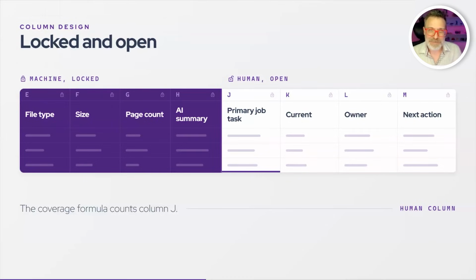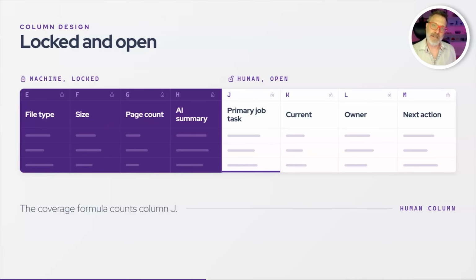The third thing, the column design. The catalog has two kinds of columns. Machine columns, which are locked. So the file name, the type, the size, the dates, the page counts, and an AI written summary. Then we have the human columns, which are open. Which job tasks does this support? Is it current? Who owns it? What happens to it next?